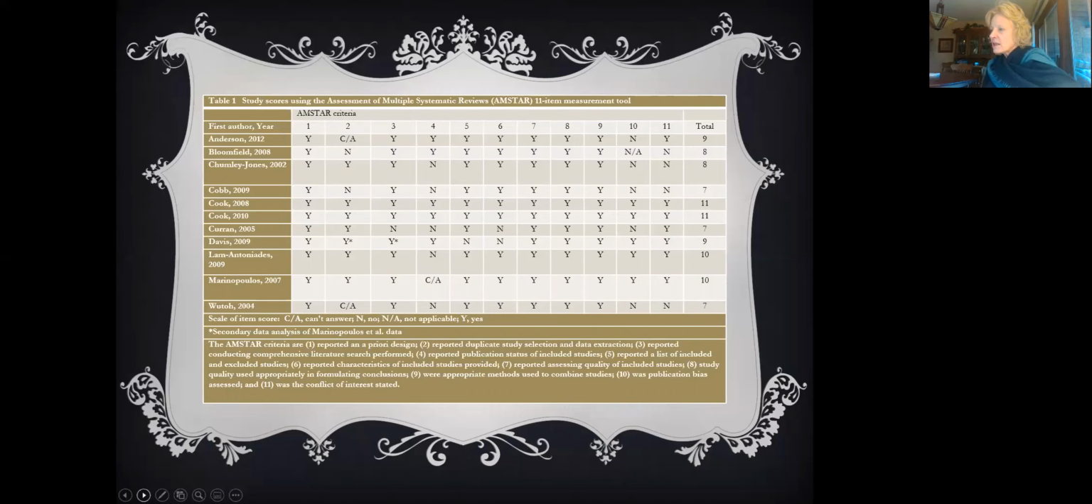So you can see the Y's are yes, the N's are no. The CA is can't answer or there wasn't data available. So you can see how they rated the studies in this particular review.